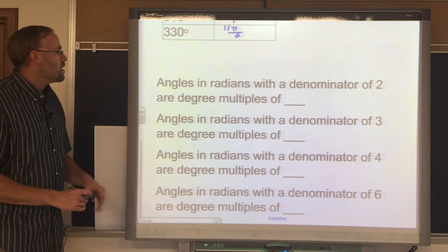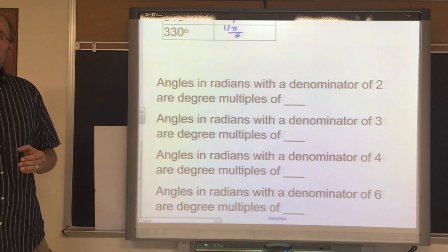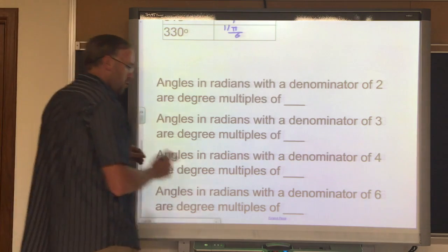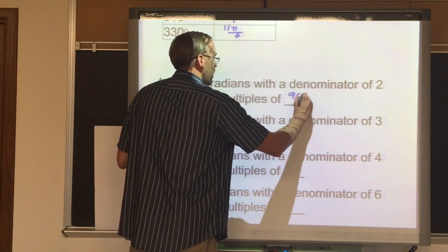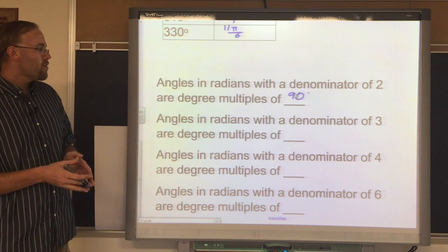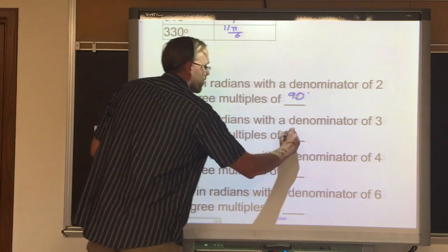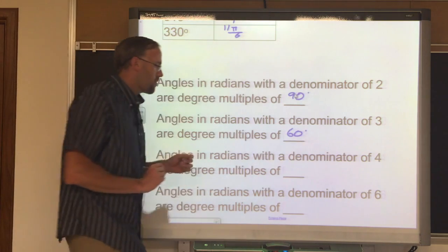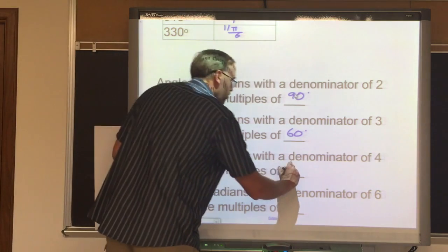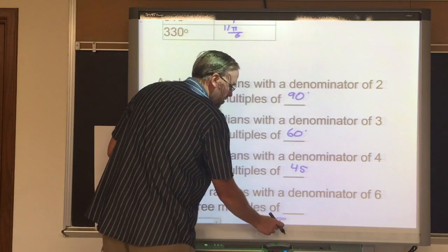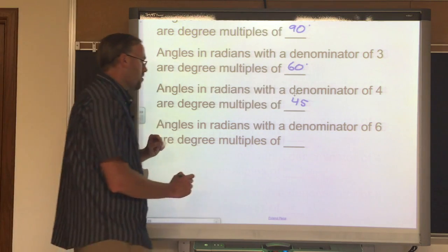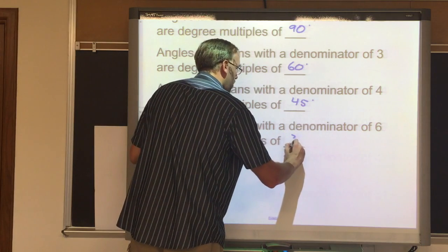Okay, let's see how we did. Denominator of 2, well, we had pi over 2, which was 90, and 3 pi over 2, that was 270. Those are degree multiples of 90. Angles in radians with a denominator of 3, those are degree multiples of 60. Angles in radians with a denominator of 4, those are degree multiples of 45. And then finally, angles in radians with a denominator of 6 are degree multiples of 30.